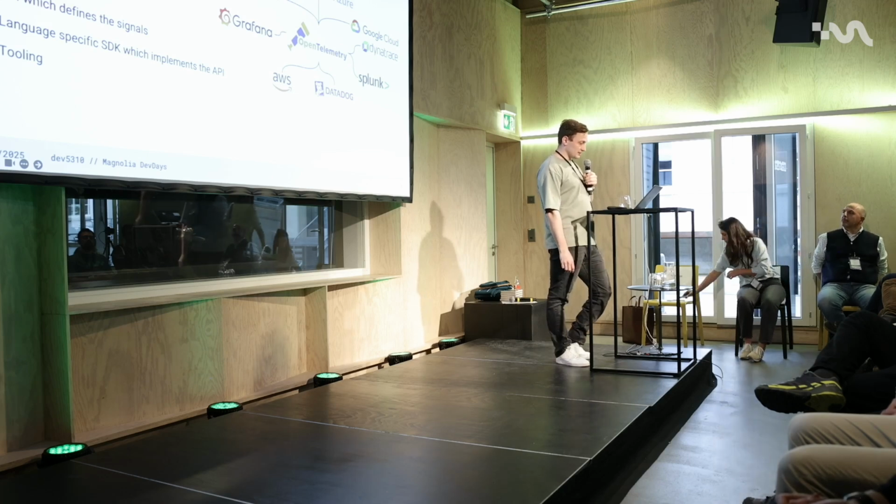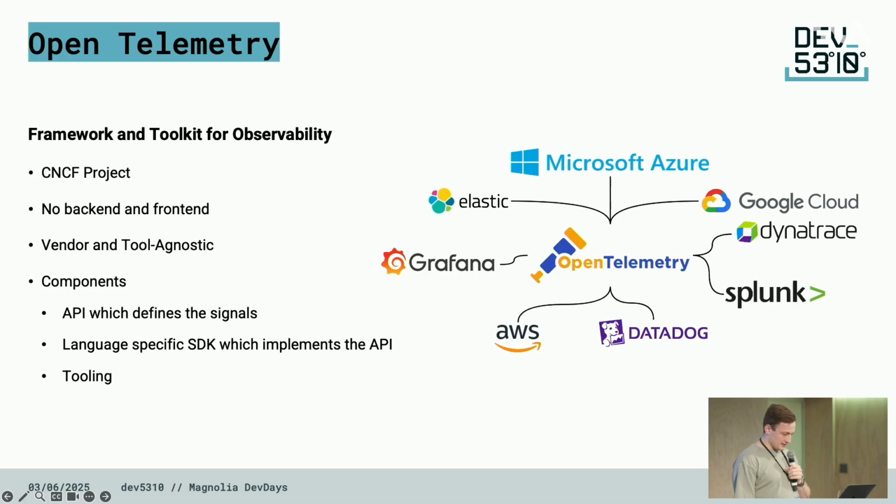The next component is the SDK. It is the implementation of the API in language-specific libraries. You do not instrument your code with any vendor-specific library. Instead, you instrument your code with an open source library and are able to send your data to any backend, any vendor. That's why it's so powerful, and that's why we want to use it. Then there is a lot of tooling involved to simplify the adoption in your environment, which we are exploring now.